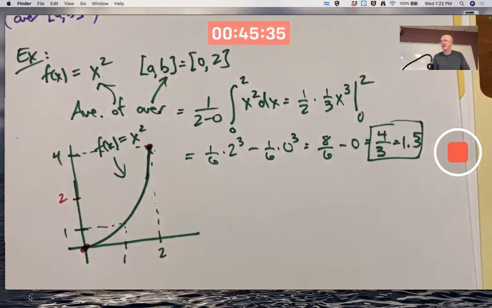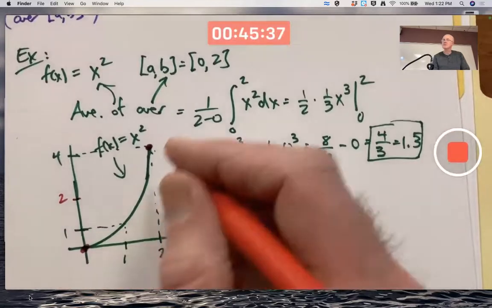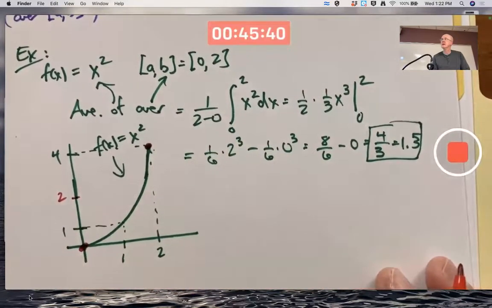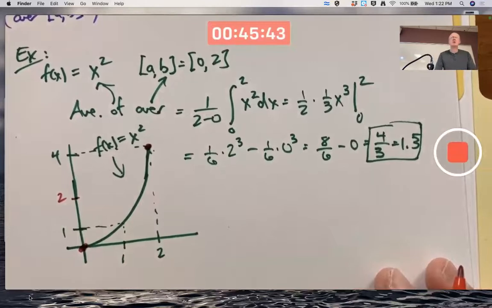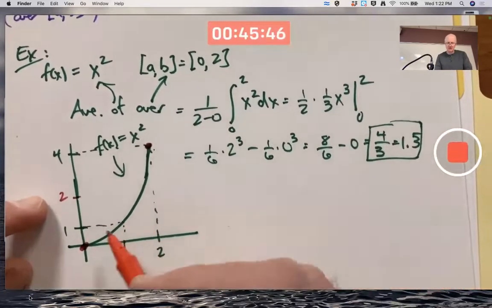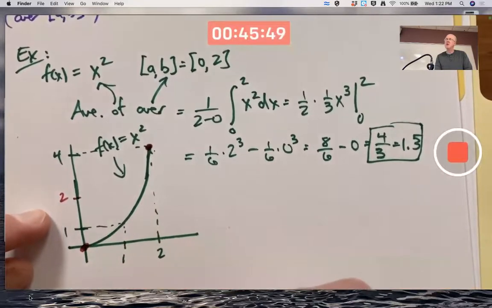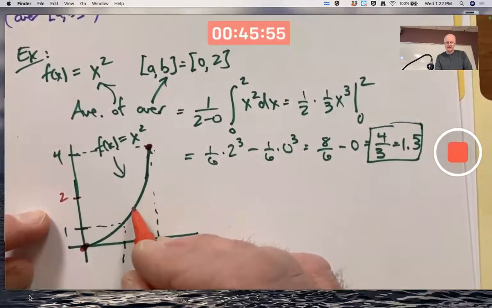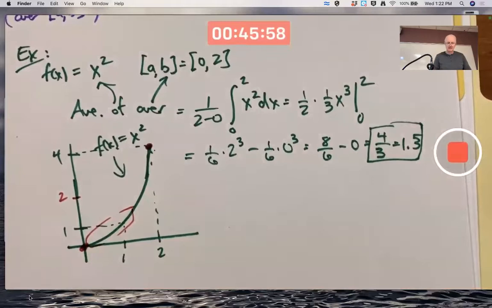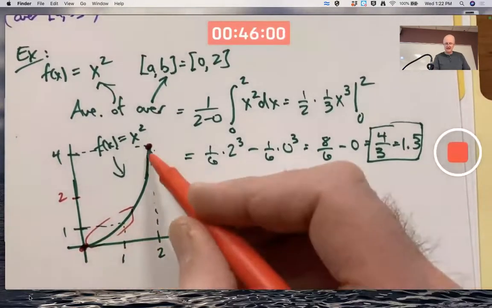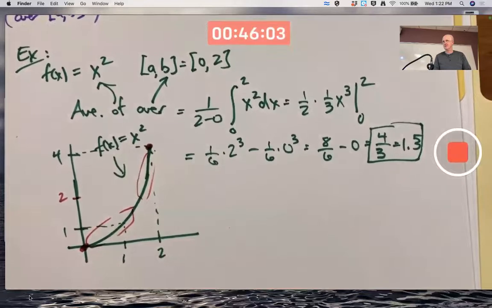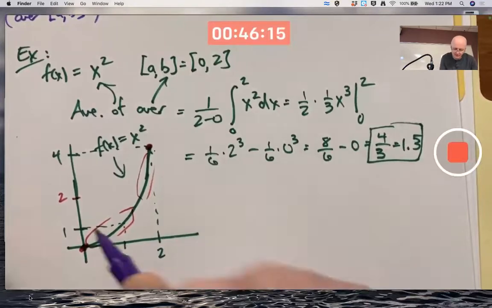But our function is not a straight line. It's a curve, a piece of a parabola. I hope it makes intuitive sense that the average value of such a curve that's concave up like this should be lower than 2, because the graph here sort of spends most of its quote unquote time in lower values than it does in higher values. But why is the answer 4/3? The answer for the average value is 4/3, which is right about here.